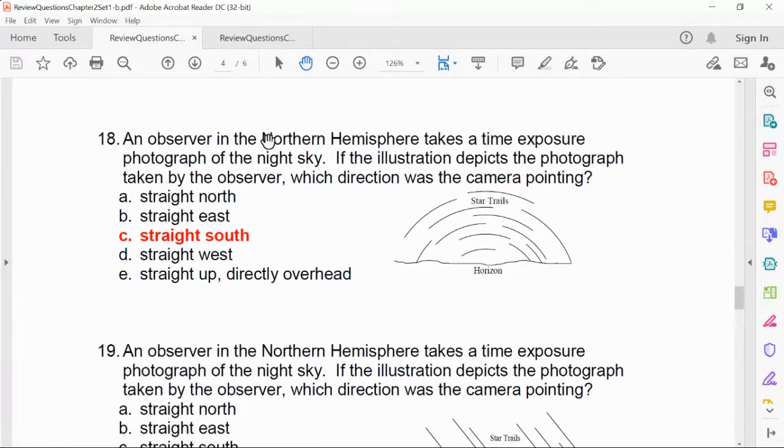So if you are in the northern hemisphere and you see something like this, and of course these are time-lapse, that means you're putting one photo after the other. That means the camera is pointing where? The camera is pointing south.